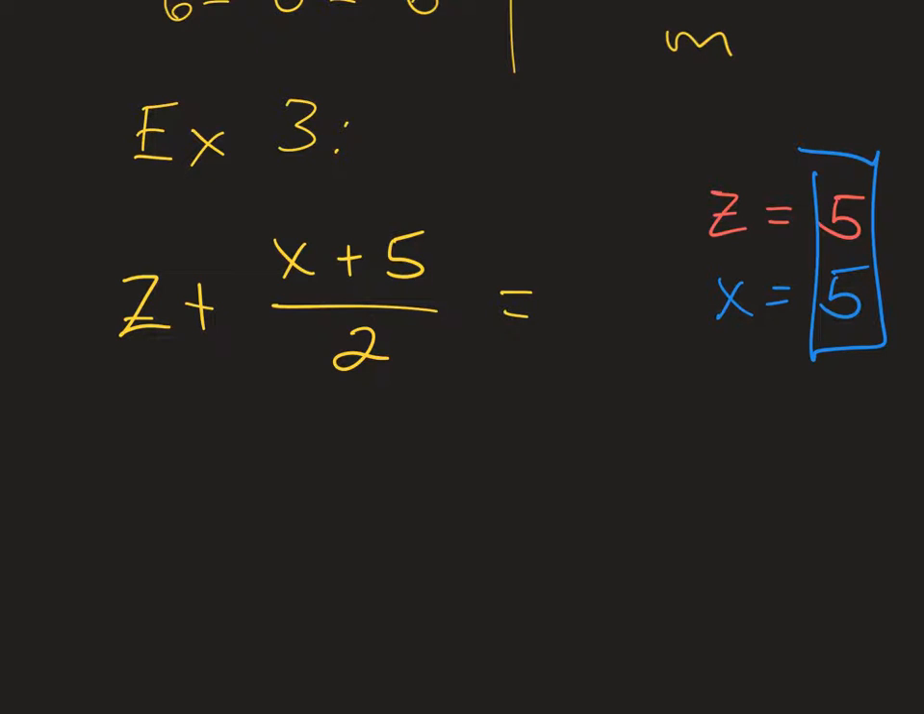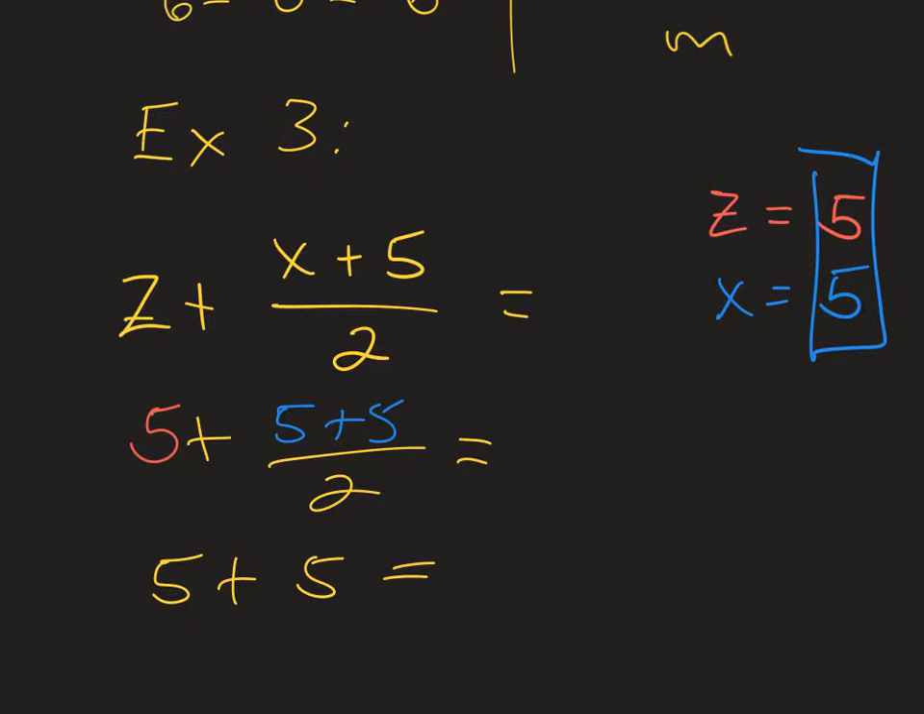Okay, z equals 5, plus 5 plus 5 over 2. So 5 plus 5 over 2, literally you're going to get 5 plus 10 over 2, and 10 divided by 2 is 5. So 5 plus 5 equals 10. So your answer is 10.